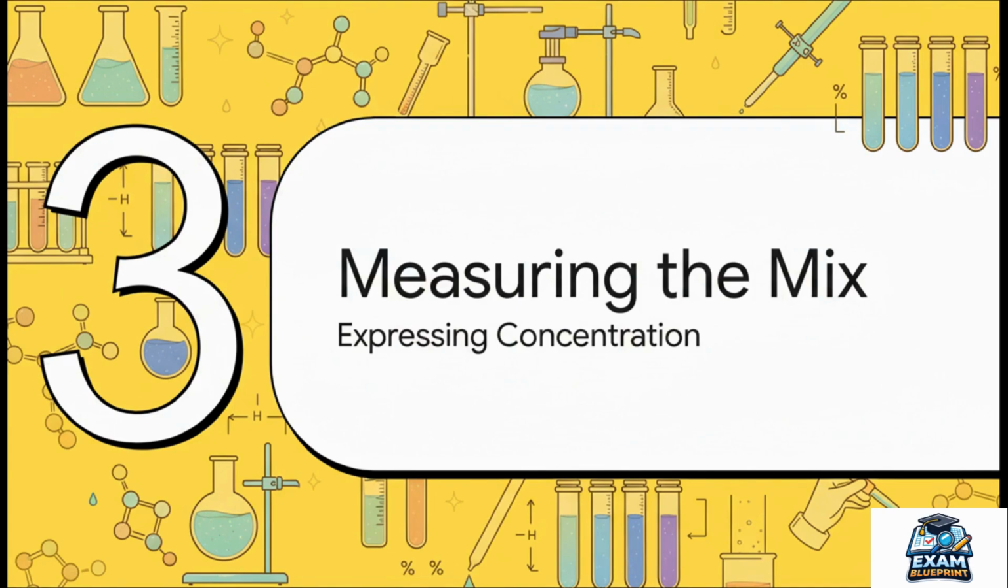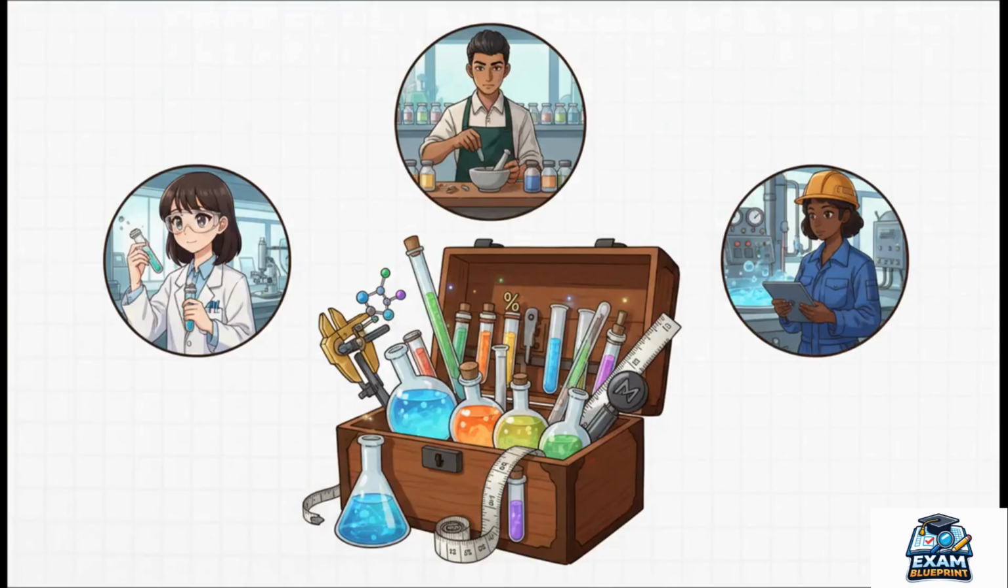So, if pretty much everything is a mixture, how do we talk about them with any precision? You know, just saying a drink is sweet or not very sweet isn't going to cut it in science. We need to be able to measure the mix. And for this, chemists have a whole toolbox of different units to express what we call concentration. You can think of these as different kinds of rulers. Each one is perfect for a specific job, whether you're working in a factory, a pharmacy, or a research lab.